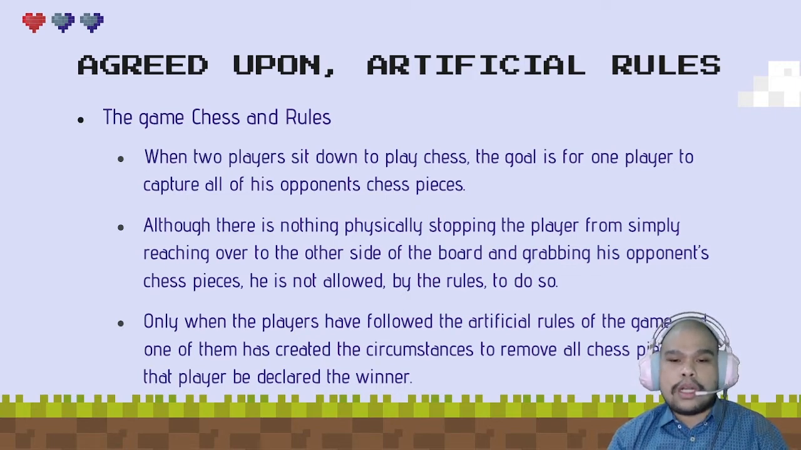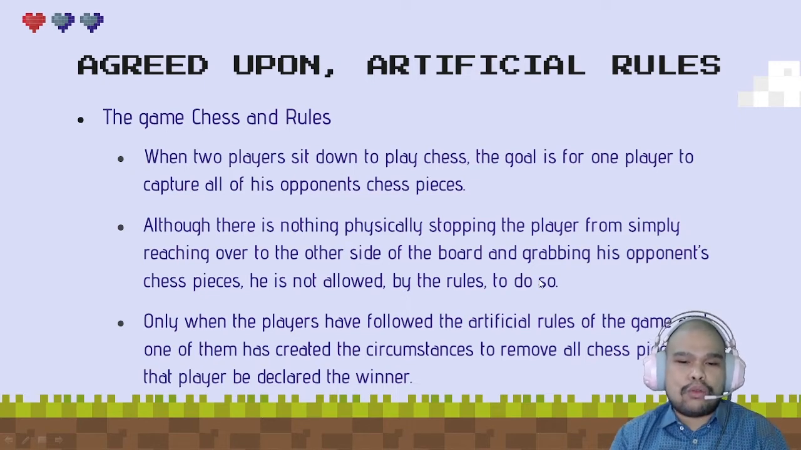Why? Because there are rules. There are rules that exist within a game. So for example, in chess, the rules are basically that we can use the chess pieces to capture the chess pieces of our opponent. We're not allowed to grab them.